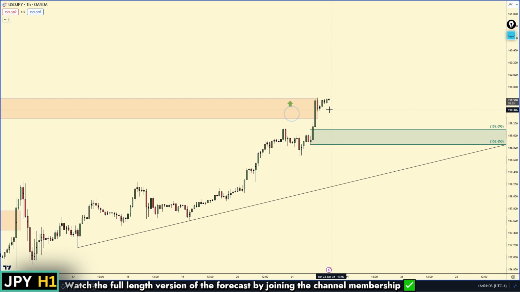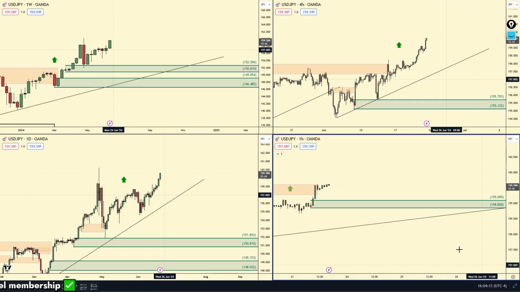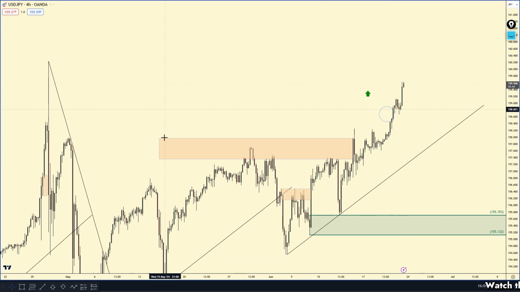So again, it's longs all the way. There's no need to confuse guys other than that. Unfortunately, the only zone I'm seeing is this 1 hour demand zone. We will have more zones, like I said, if we do in fact break this high here.